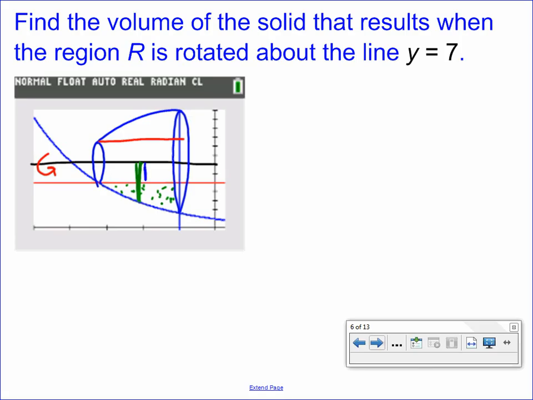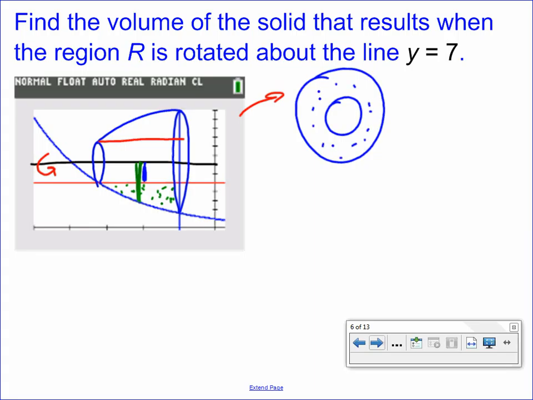We'll go ahead and take a slice perpendicular to my axis of rotation and turn it out to face us. And what shape will it be? It'll be a washer, whose outer radius is shown in green and whose inner radius is shown in blue, and whose area formula is still our friend pi R squared minus pi r squared, where R is my outer radius in green and r is my inner radius in blue.